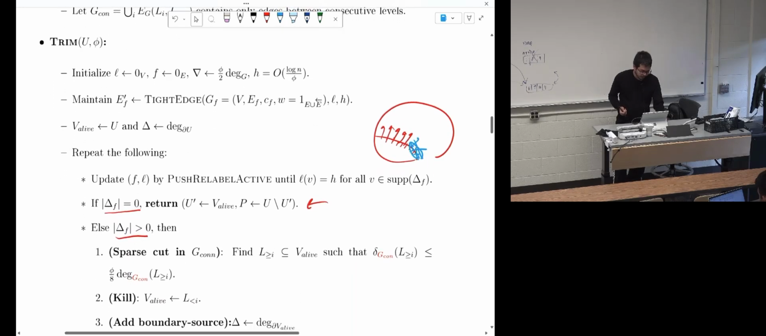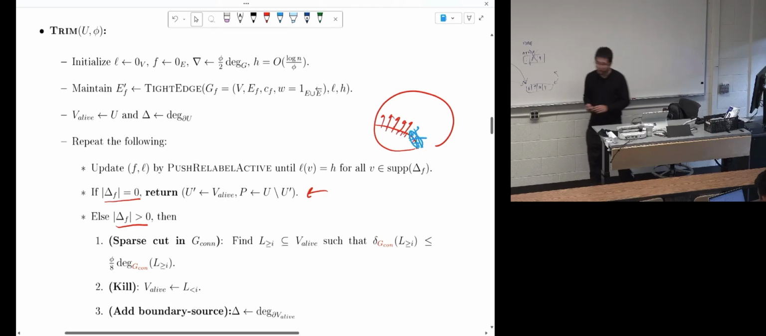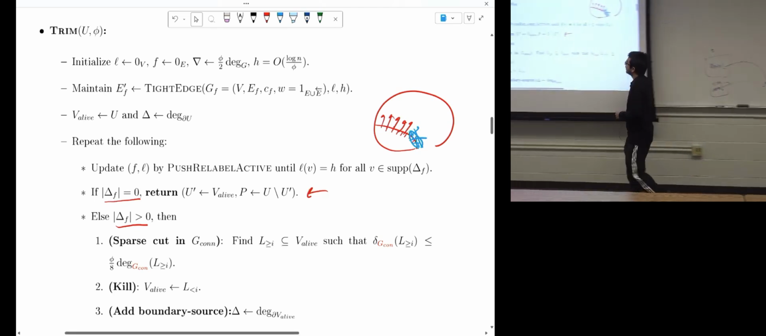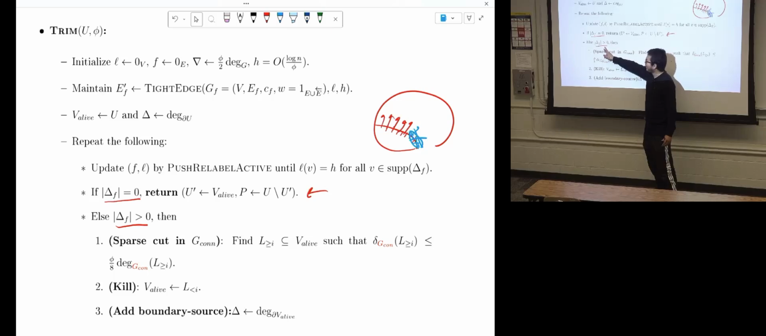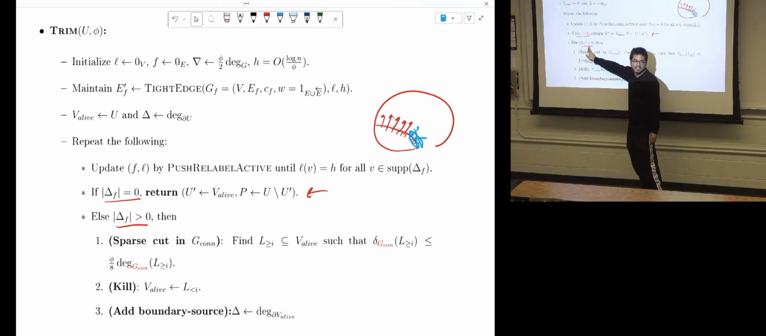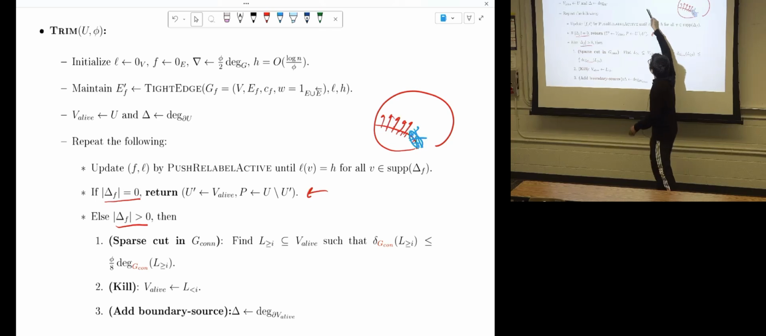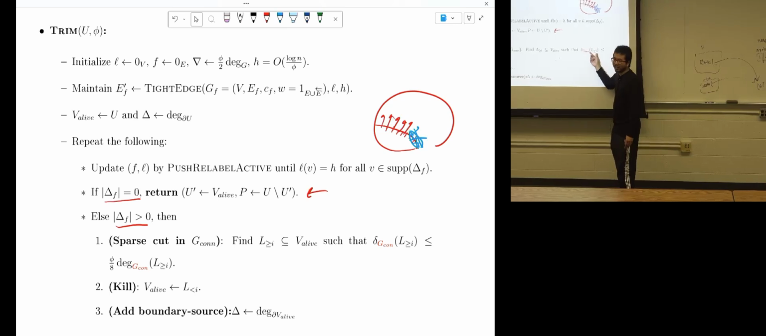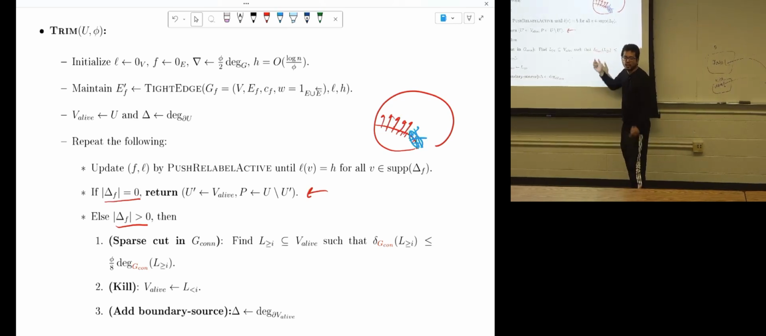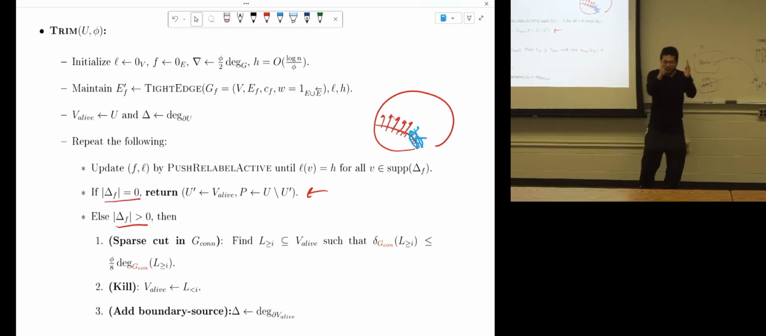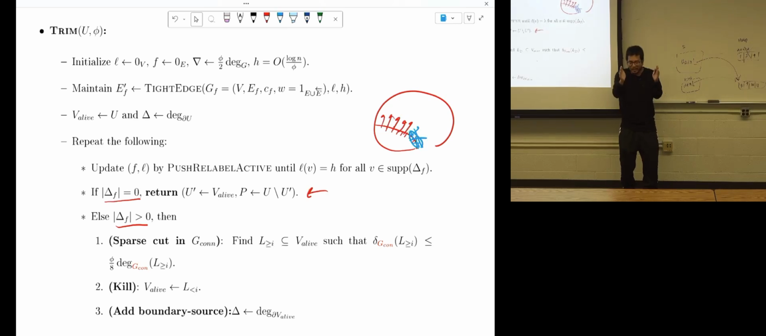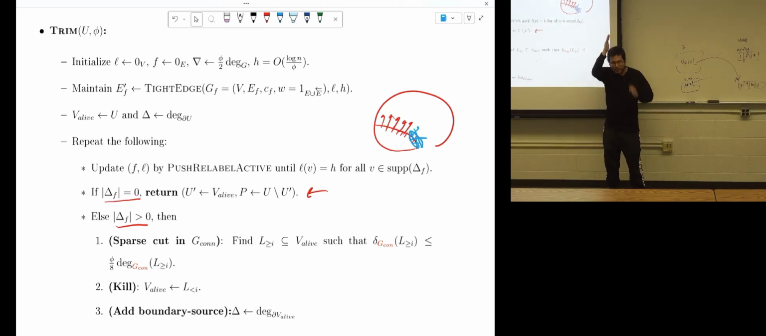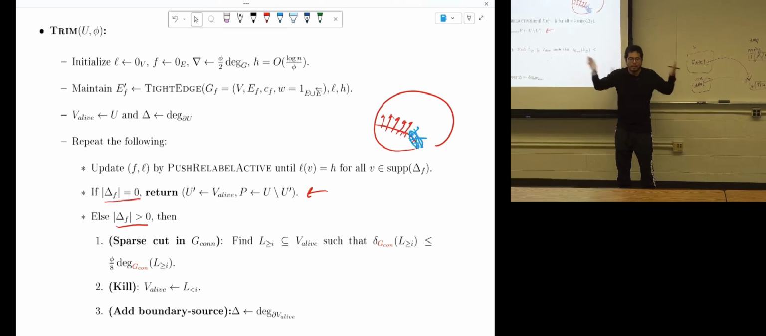So what I'm going to do is here. Okay. So this is just like last class. When you cannot send all the excess, there is some excess, and you set level H to be something like this, right? You can find a sparse cut in GCon. Look at GCon, which has consecutive levels. There are edges only from level I to level I-1, I-2, and so on. There must be some sparse cut in GCon because there are many levels. So just find that.